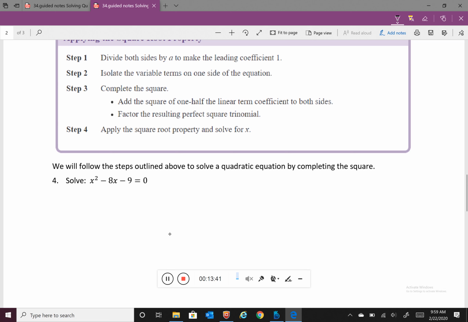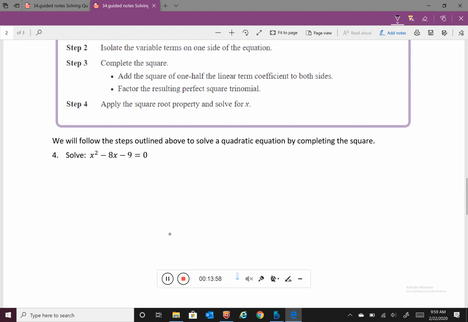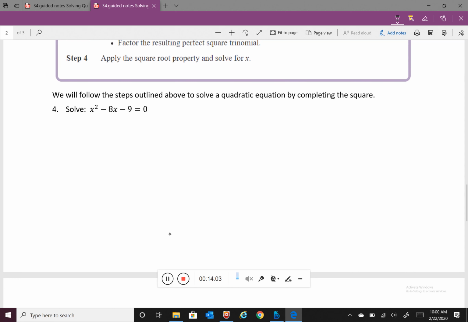So we're going to take 1/2 of the linear term coefficient. We're going to square that, and then we're going to add it to both sides. And then we're going to factor the resulting perfect square trinomial so that we can apply the square root property and solve for x. So let's dive right into x squared minus 8x minus 9. So notice a is equal to 1, but now we need to make sure that our variable terms are on one side, but our constant is on the other.